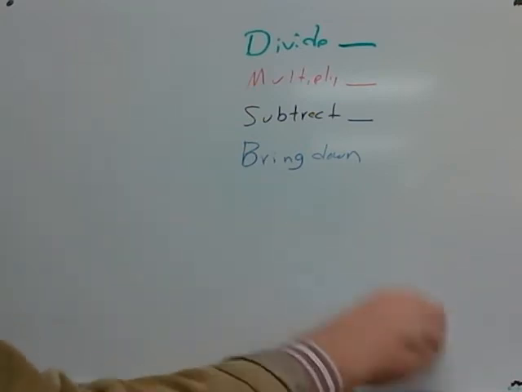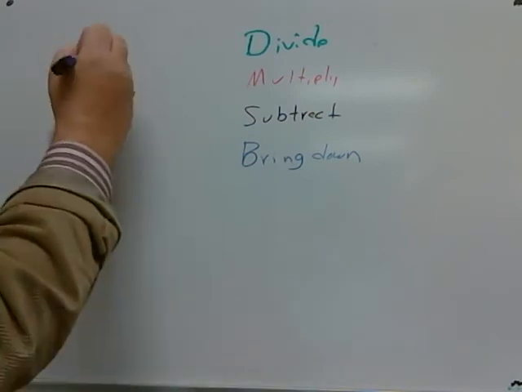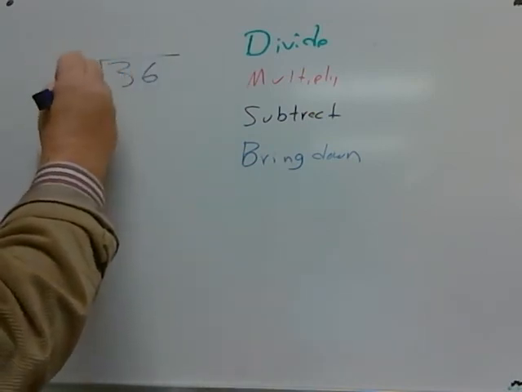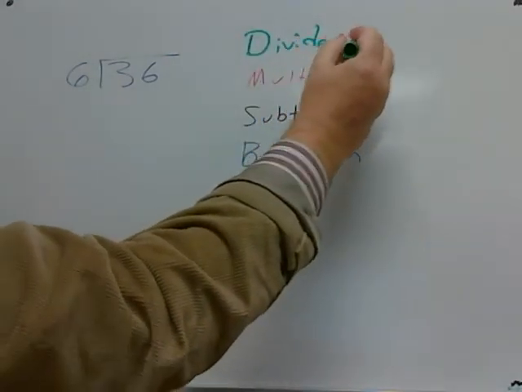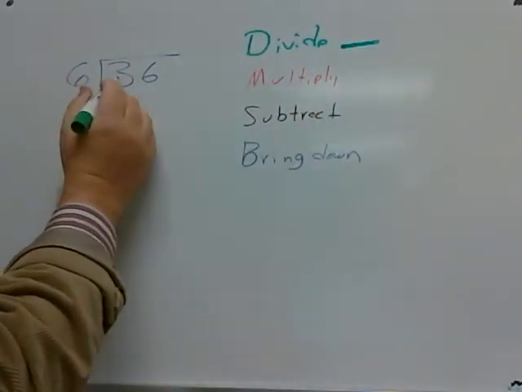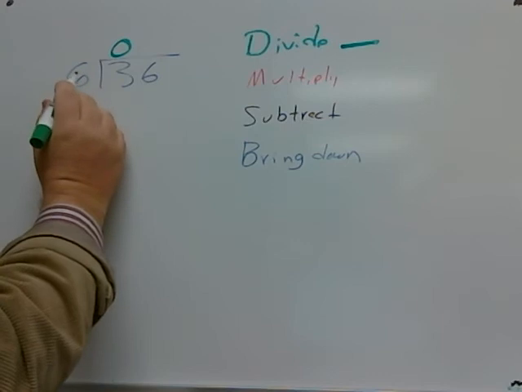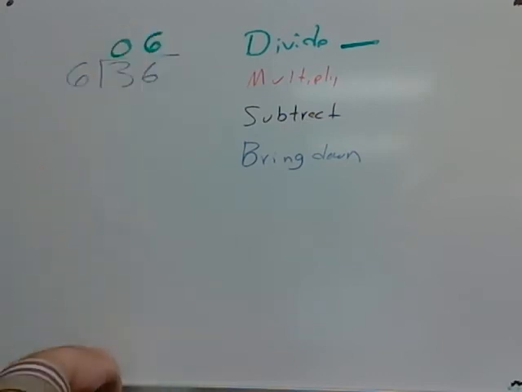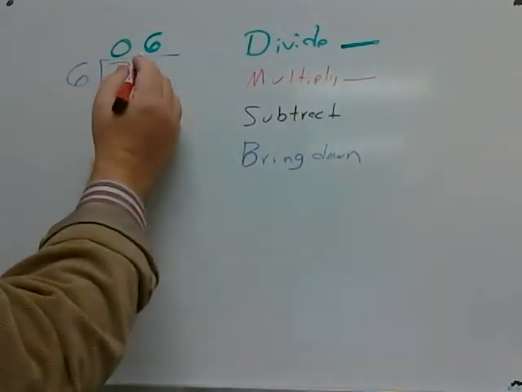Let's try another simple one. How about 36 divided by 6? Our first step is to divide. I'm going to make a mark there. 6 won't go into 3, so I'm going to put a 0 there. That'll help us so I don't make any mistakes later on. But 6 goes into 36 6 times. I divided. So next, I'm going to have to multiply.